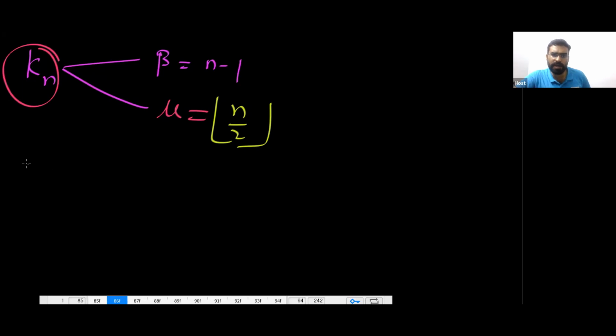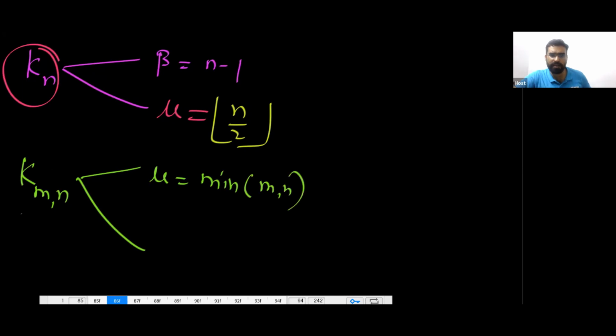And complete bipartite graph. What can you say about complete bipartite graph? K m comma n. For this complete bipartite graph, mu we have already seen. Mu is minimum of m comma n. So tell me, what is beta, the vertex cover? That will also be minimum of m comma n, right?